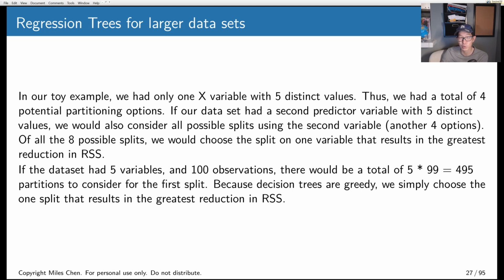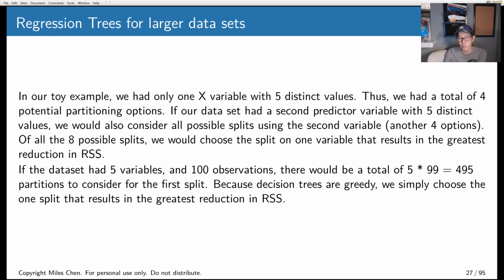We would sort those in order from least to greatest, and we would consider splitting between the first and second, 2 and 3, 3 and 4, 4 and 5 on x2. We would consider all of the splits on variable x1, and also all of the splits on variable x2. So we'd have a total of 8 possible splits to consider, and then again we would just choose the split on the variable that resulted in the greatest reduction in RSS.